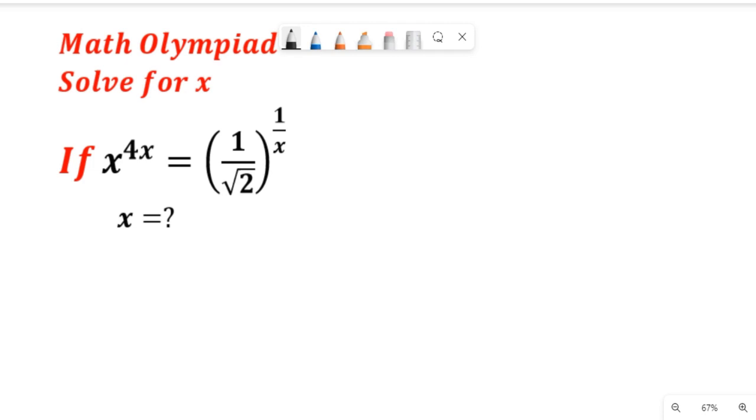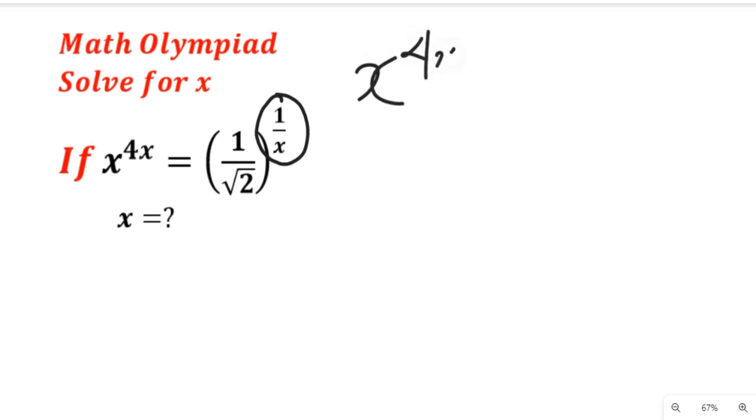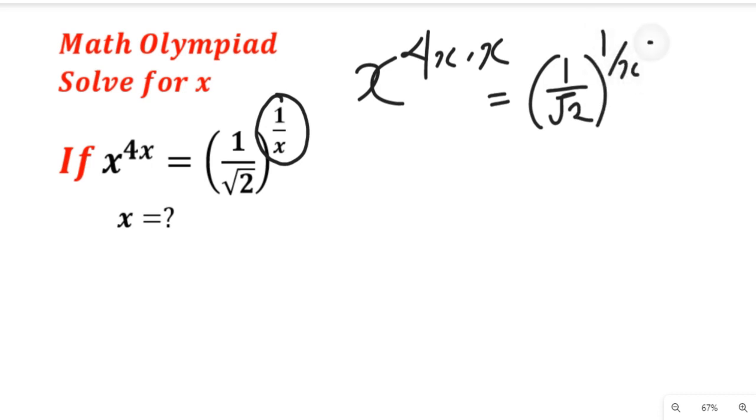Now, let's start. To start solving this question, all we need to do is to clear this fraction because we have a power, an exponent that is a fraction. And what do you think we can do to clear that fraction? What comes to my mind is to multiply all through by the power of x. Now, if we multiply all through by the power of x, this will give us x to the power of 4x multiplied by x, and that will be equal to 1 divided by square root of 2 all to the power of 1 divided by x multiplied by x.